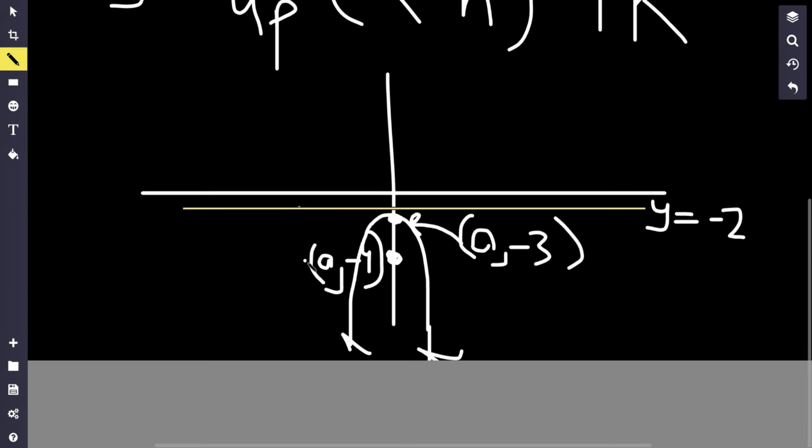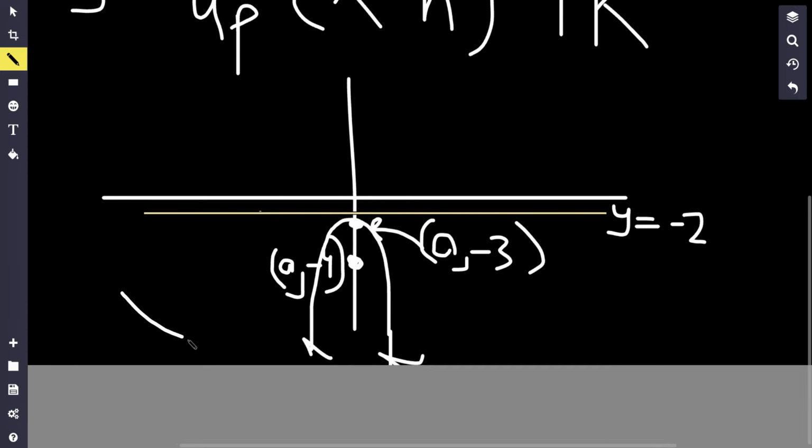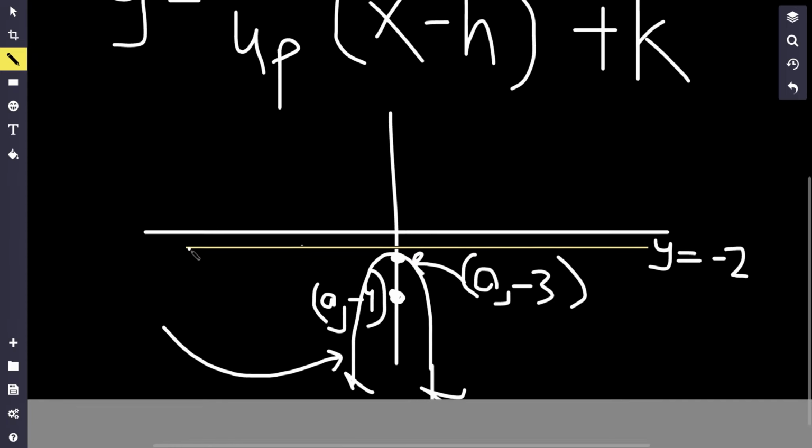So let's say that our focus is at the coordinate 0, -4. Sorry if this is a little hard to see. And let's say the vertex of our graph is at 0, -3, with our directrix at y is equal to -2. Find the equation of this parabola using this information.